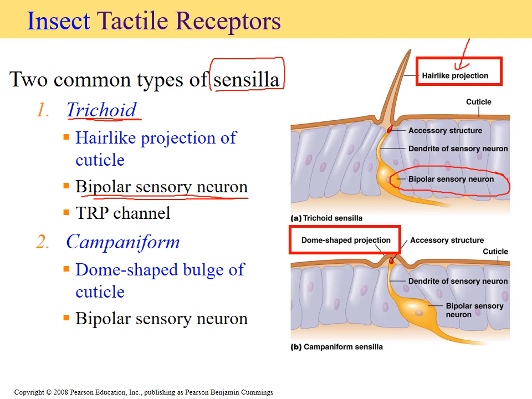On the bottom one, you see that we can also have a domed shape projection within the cuticle. And in that case, we're going to call that a camniform. And this one will also communicate with a bipolar sensory neuron. To be very honest with you, both of them will have the same reaction, meaning the bipolar and the channel activation. But really what the difference is with the receptor is whether it's going to be a hair-like or the dome shape. So really it's the name, the trichoid and the camniform, that are the most important things to highlight when it comes to the insect tactile receptors.